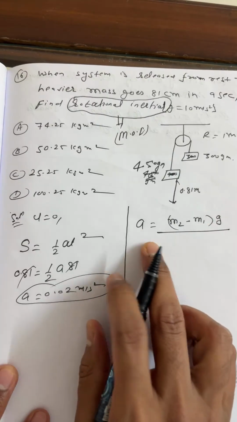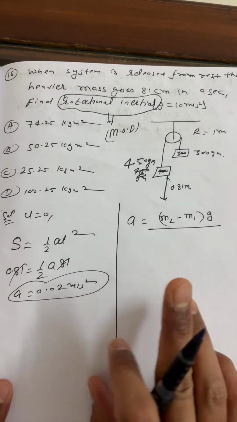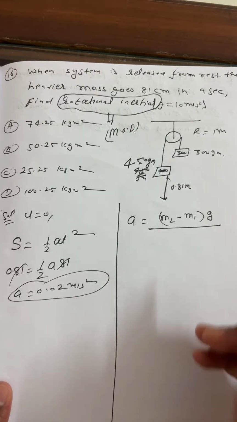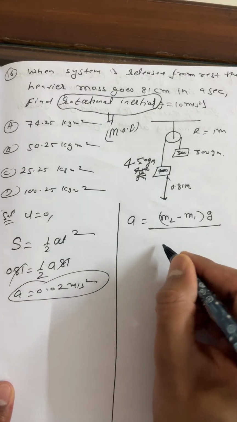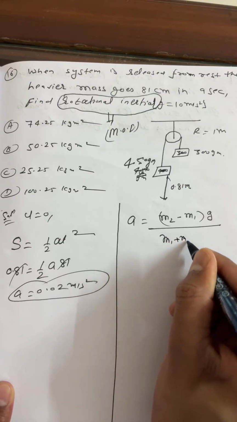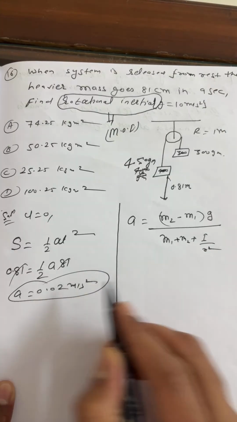This formula was already asked in JEE Main, first day, first shift. So remember it, it's a recommendation for those candidates who will go to write the exam. So this is m2 minus m1, upon m1 plus m2 plus I upon r square. A is mentioned for us.